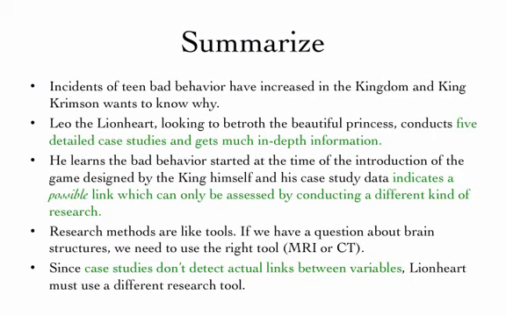Let's summarize what we've learned so far. Incidents of teen bad behavior have increased in the kingdom, and King Crimson wants to know why. Leo the Lionheart, looking to betroth the beautiful princess, conducts 5 detailed case studies and gets much in-depth information. He learns the bad behavior started at the time of the introduction of the game designed by the king himself, and his case study data indicates a possible link which can only be assessed by conducting a different kind of research.